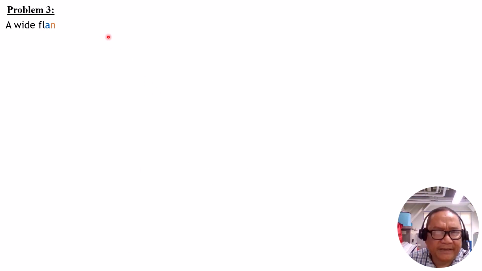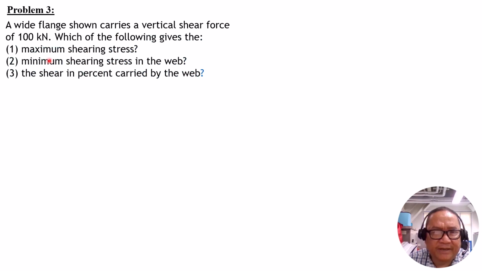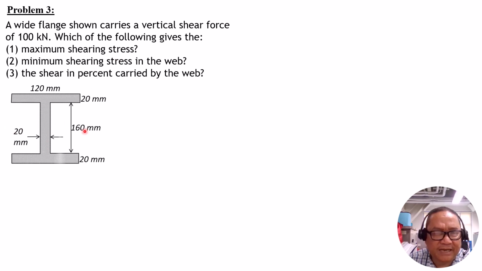So problem 3: a wide flange shown carries a vertical shear force of 100 kilonewtons. Which of the following gives the maximum shearing stress, the minimum shearing stress in the web, and the shear in percent carried by the web? The maximum shearing stress occurs at the neutral axis.